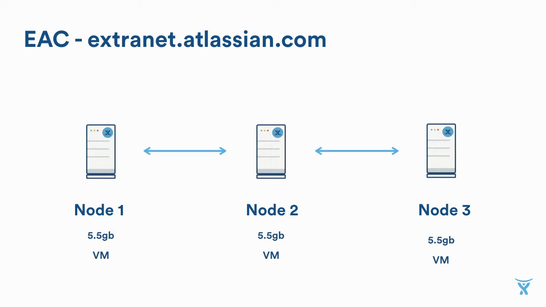So at the start of the year, I was tasked with looking after EAC, which is our internal intranet system at Atlassian. It runs on Confluence Data Center. We've got 3 nodes. They're all on VMs, and they have about 5.5 gig of memory each.